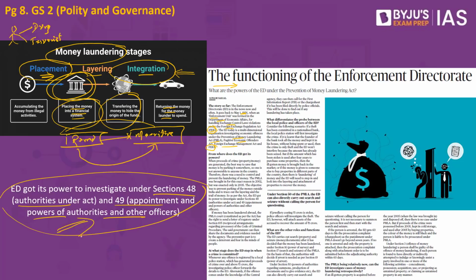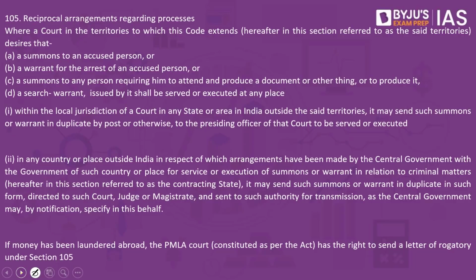Now let us try and understand what the other important sections under the Prevention of Money Laundering Act are. Before we understand that, we have to understand one of the sections under the CRPC. Why is this section important? You will understand that eventually. This is section 105, which speaks about reciprocal arrangements regarding processes. What is this section all about? You don't have to go through this entire section. Let me simplify so that you understand why it is used under the PMLA.